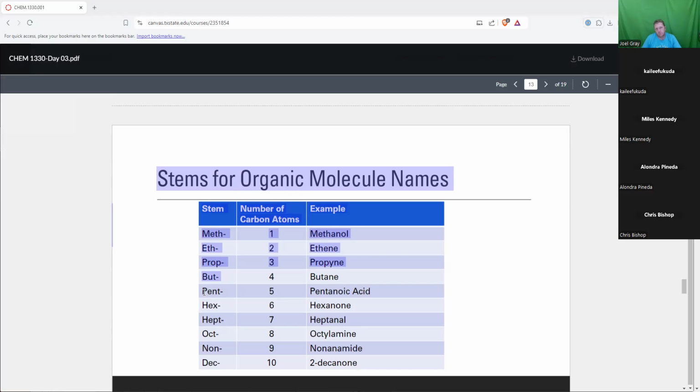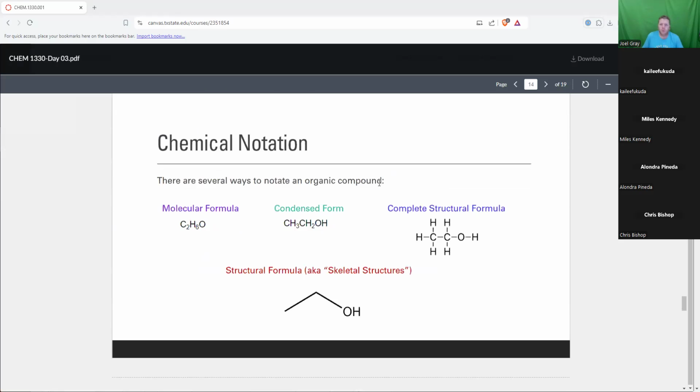Pent and hex are going to be 5 carbons and 6 carbons, just like shapes. Hex would be hexagon. Those are a little bit more familiar. I want you to be able to take a complete structural formula, like what is seen on the right-hand side, and be able to write the condensed form and write the molecular formula, or be able to convert.